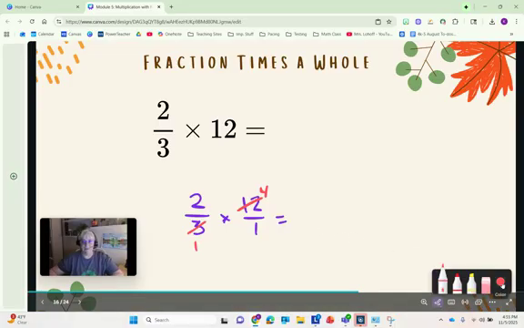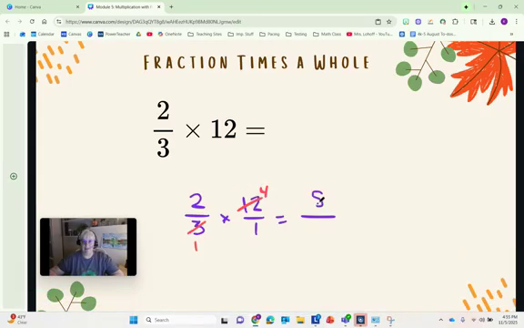If this is confusing, don't worry. I'll show you the other way too. So now we multiply across. 2 times 4 is 8. 1 times 1 is 1. Well, 8 over 1 is the same as 8.